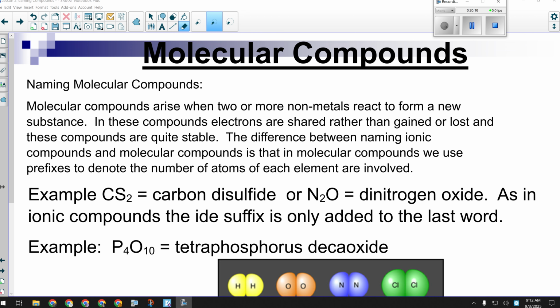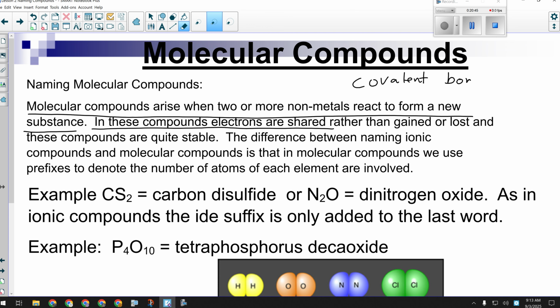All right, so naming molecular compounds, obviously we talked about this before. Molecular compounds arise when two or more non-metals react or combine to form a new substance. In these compounds, electrons are shared. Now when electrons are shared, it's a different kind of bond. It's not an ionic bond, it's what we call a covalent bond. So covalent means shared valence or shared electrons.